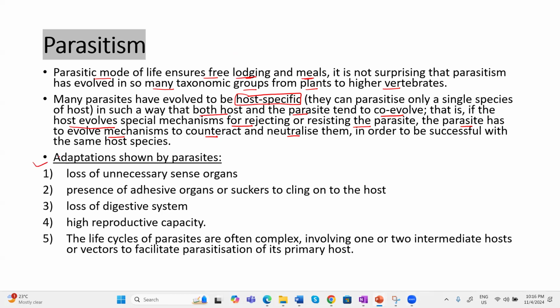Now, what are the adaptations shown by parasites? First is loss of unnecessary sense organs. Then they will show the presence of adhesive organs or suckers so they can cling to the host. Then loss of digestive system, but they will show very high reproductive capacity and the life cycle will be very complex. Either they will use one or two intermediate hosts, or they will use a vector so that parasitism can be done properly.